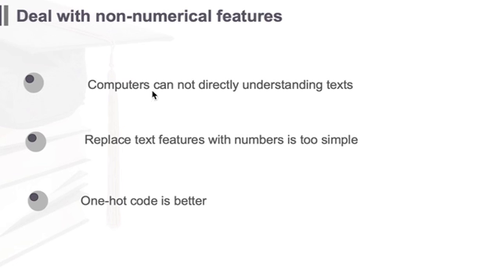Since computers cannot understand text directly, we need to convert the text into a computer understandable form, numbers. However, converting it to several different numbers is too simple. ML algorithms tend to think that two adjacent values are more similar than two distant values. This is wrong, so we use one-hot code instead.